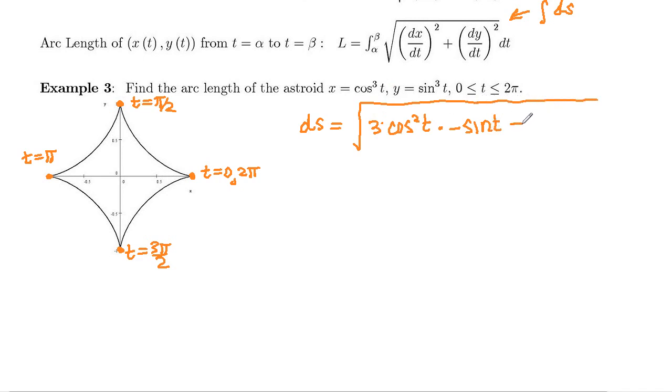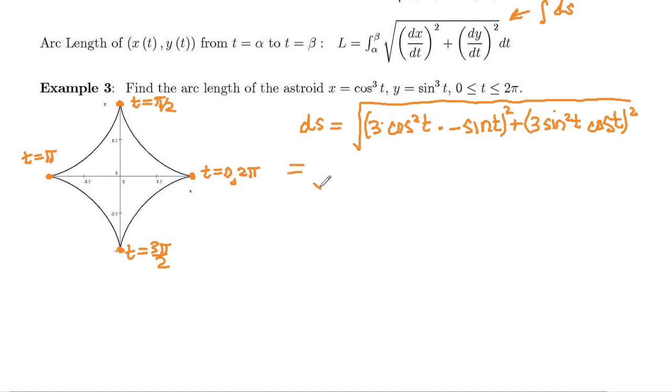and then that guy gets squared, plus dy dt squared. So this is, again, function to a power, so the 3 comes down in front, decrease your exponent by 1, so sine squared t, times the derivative of the inside, cosine t, and that guy gets squared.